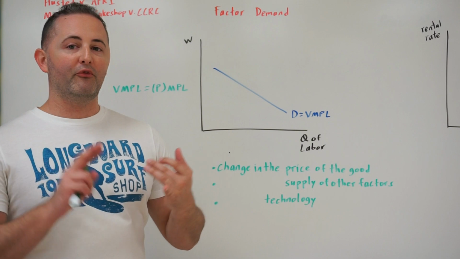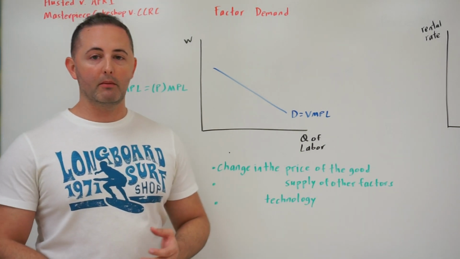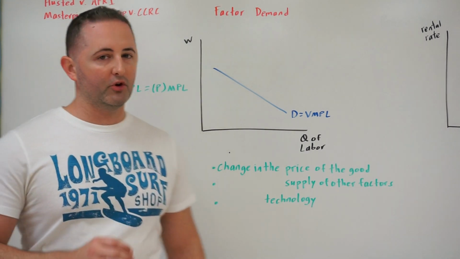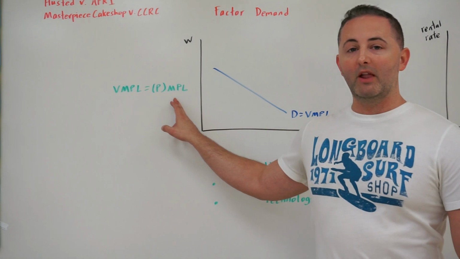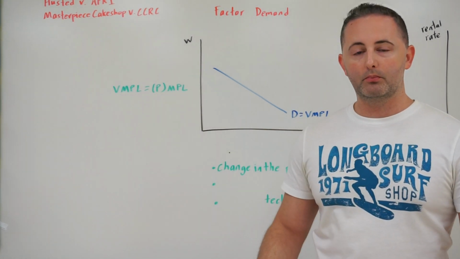So the first thing is, what is this VMPL? Well, that stands for the value of the marginal product of labor. The value of the marginal product of labor. Now, previous videos have discussed that idea. So if we go back to, first of all, what is the marginal product of labor? So VMPL equals price times the marginal product of labor.